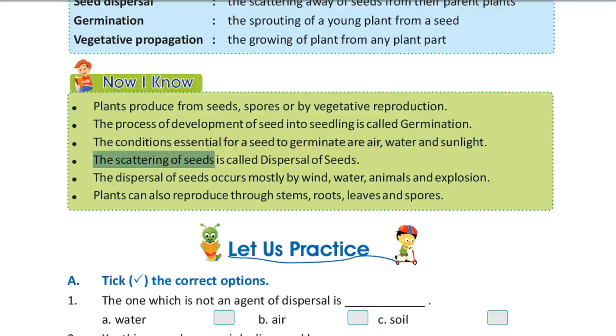The scattering of seeds is called dispersal of seeds. The dispersal of seeds occurs mostly by wind, water, animals, and explosion. Plants can also reproduce through stems, roots, leaves, and spores.